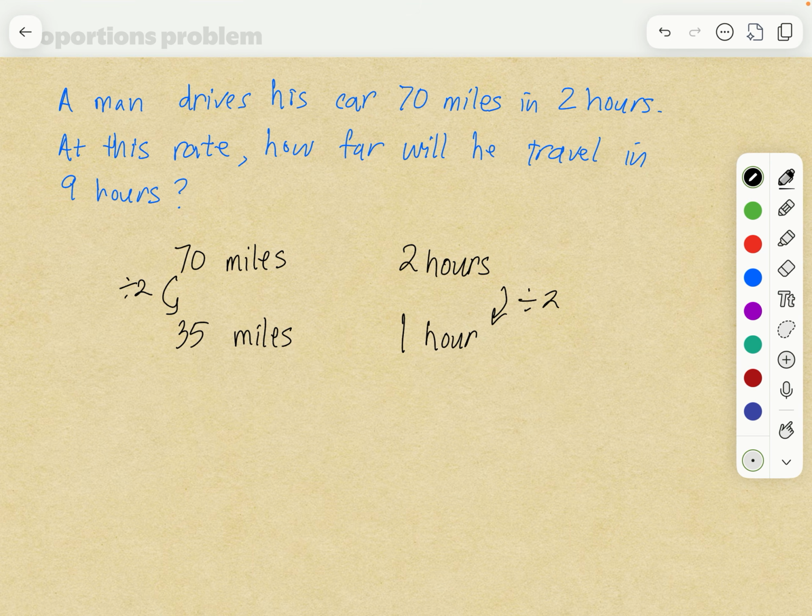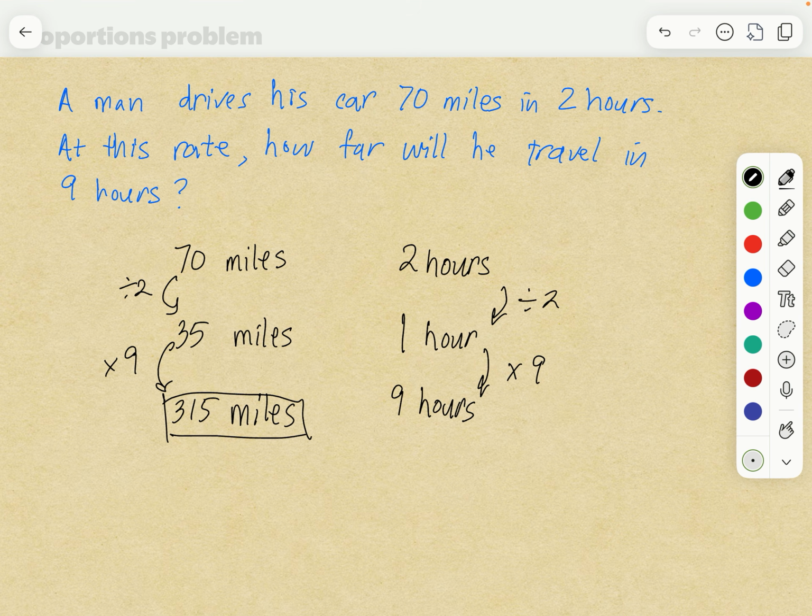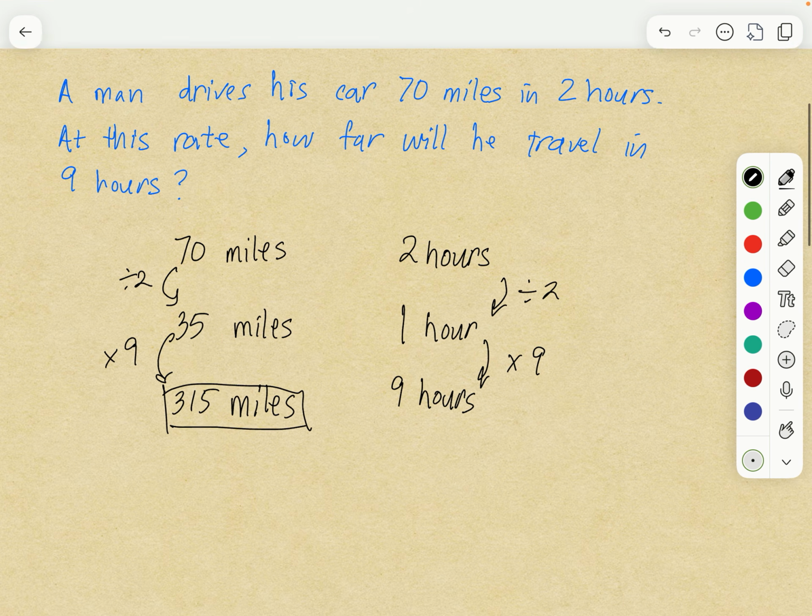Now, if the question is asking how far he'll go in 9 hours, well, that's 9 times 1 hour. Since he goes 35 miles in 1 hour, he'll go 35 times 9 miles in 9 hours. And 35 times 9 is 315. So he'll go 315 miles.